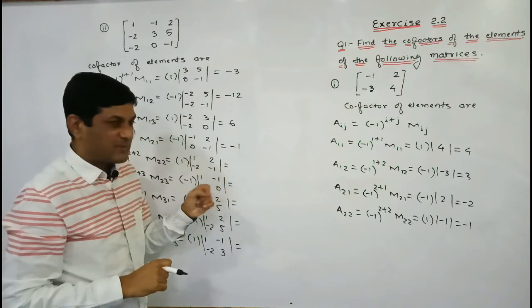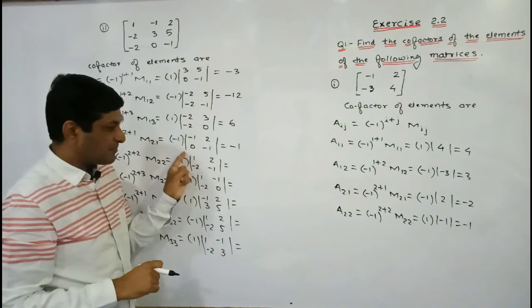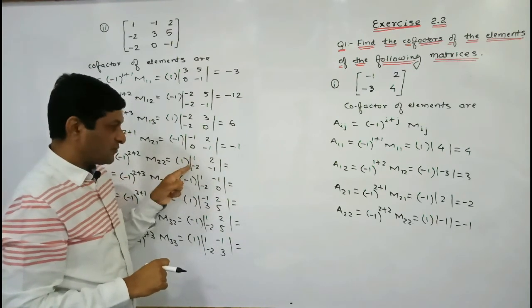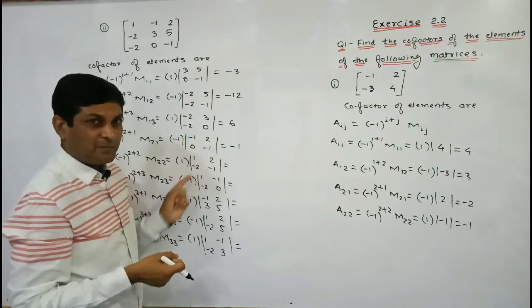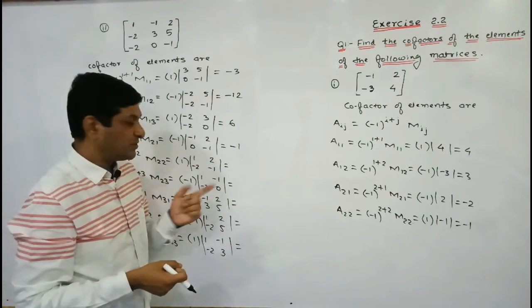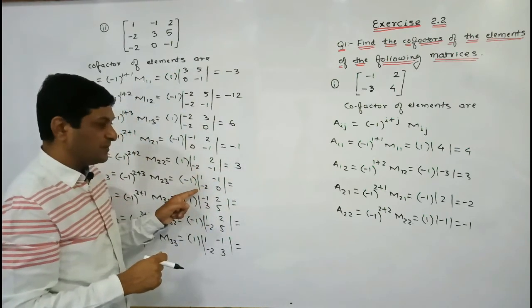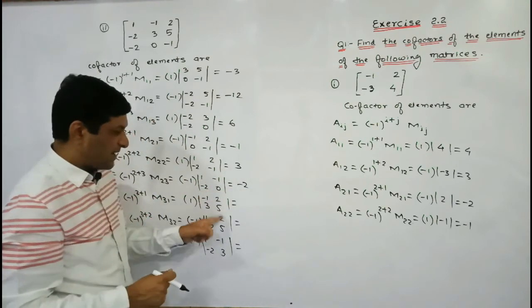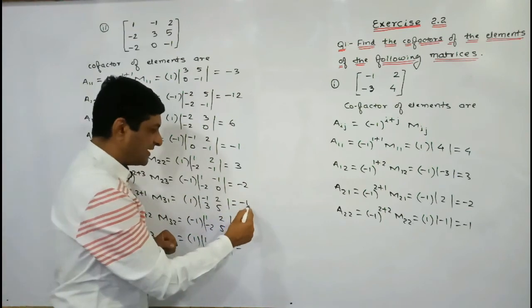First take the product of the diagonal elements minus the product of the off-diagonal elements. Observe here, the product of the diagonal elements is minus 1 minus minus 4, which means minus 1 plus 4. Minus 1 plus 4 will be equal to 3, and 3 into 1 will be equal to 3. Here 0 minus 2 will be equal to minus 2. 2 into minus 1 is minus 2. Here minus 5 minus 6 is minus 11. Minus 11 into 1 is minus 11.